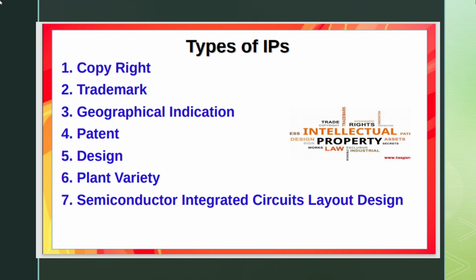Its unique feature is that the protection of work arises automatically as soon as the work comes into existence. Let's talk about the second, that is trademark. And what is a trademark? A trademark is any word, name or symbol or their combination that helps to identify the goods made by an individual, company or organization.